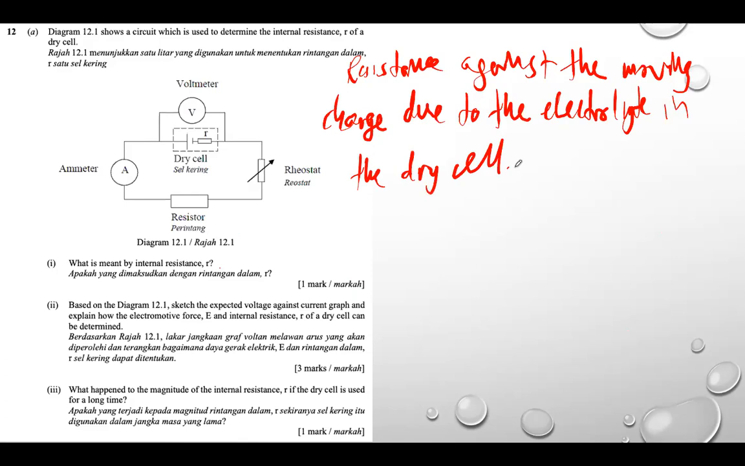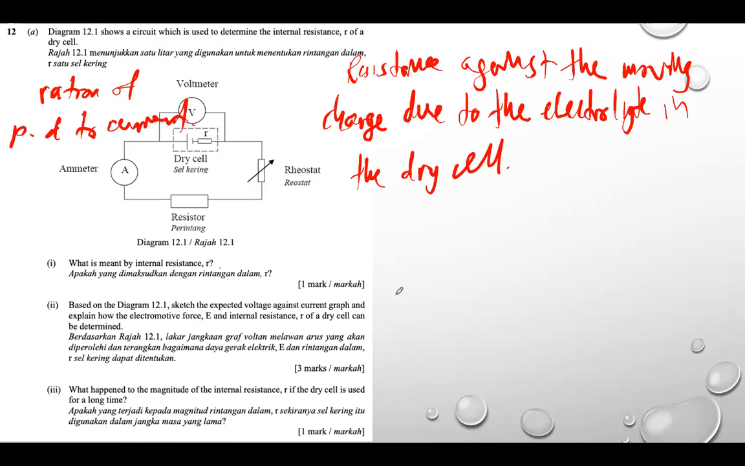Okay, this is not an easy definition to remember, lah, because the original definition for resistance is the ratio of potential difference to current. Okay, ini resistance biasa. Tapi internal resistance is the resistance against the moving charge due to the electrolyte in the dry cell. Dia berlaku di dalam battery, okay, in the dry cell. So yeah, it's a slightly difficult definition to remember.